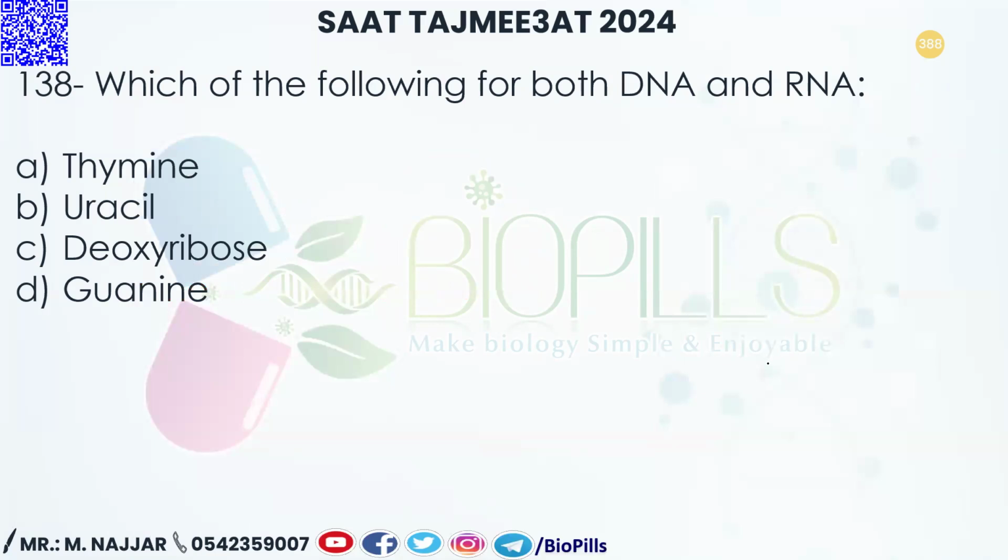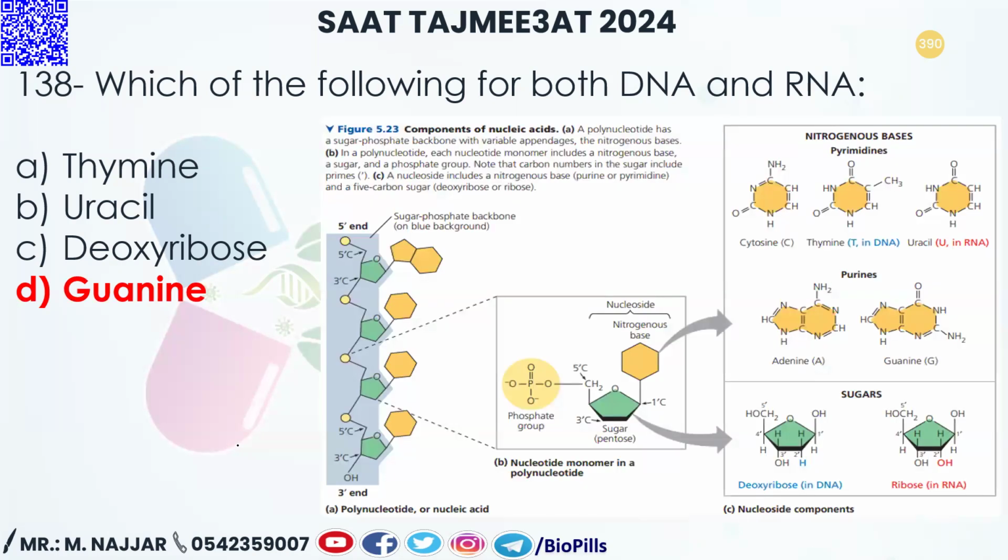Which of the following is common for both DNA and RNA? Yes, exactly. Guanine. You're right. Deoxyribose is only DNA, uracil only RNA, adenine only DNA. And I illustrated this before.